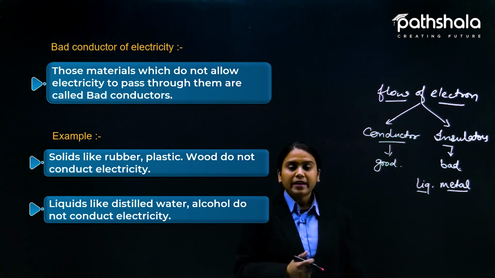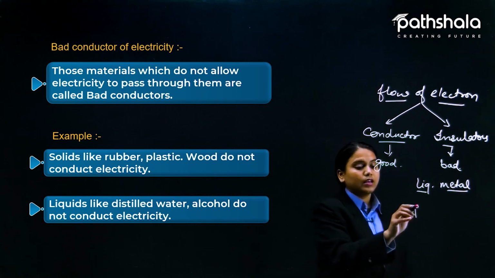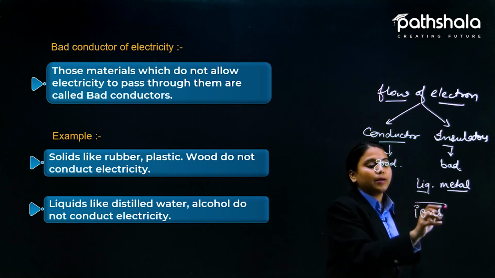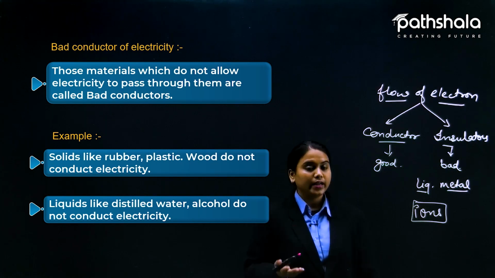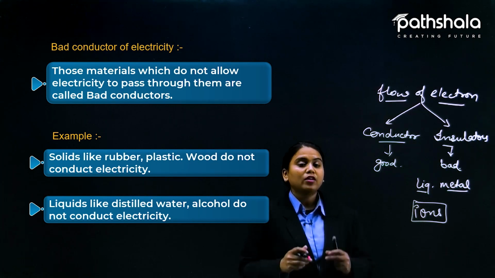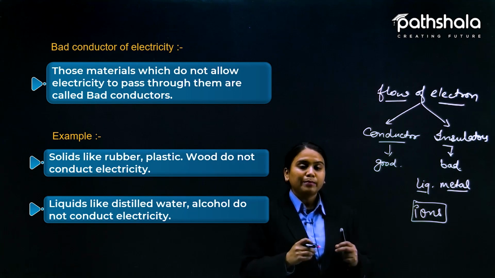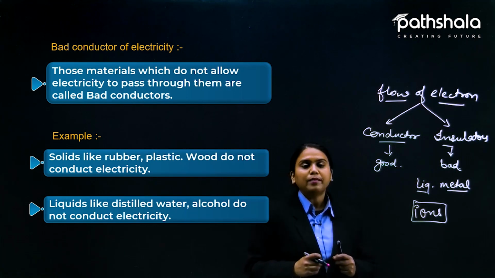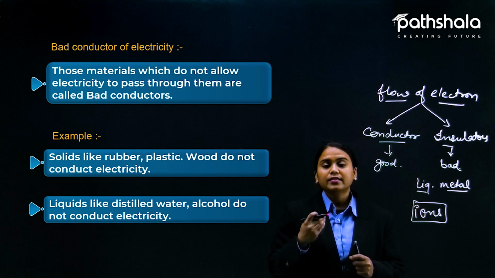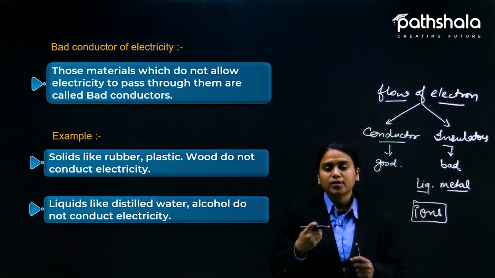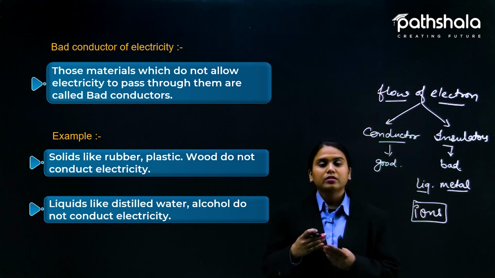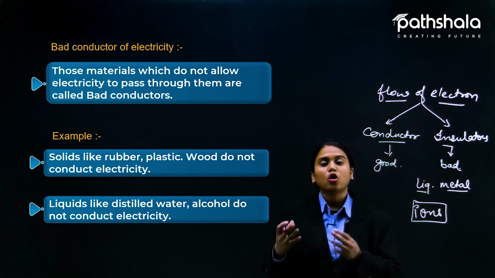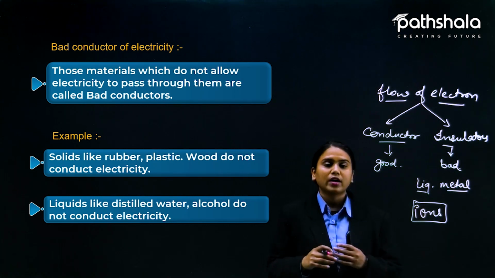The main reason for the conduction of electricity in liquids is ions. If ions are present inside the liquid, then only the liquid can conduct electricity. It means they have some impurity in them. You know that tap water consists of minerals. It is not just pure water. Tap water also has minerals, like some salt constituents.